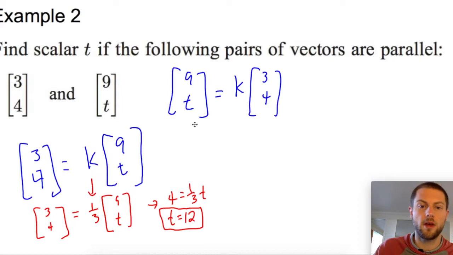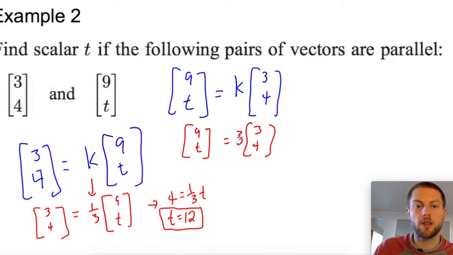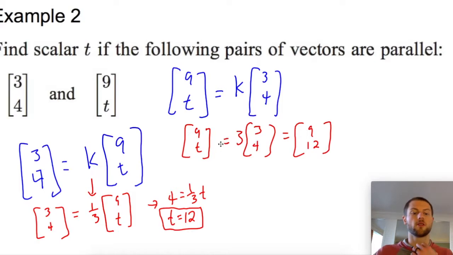So that means then that <9, t> is going to equal 3 times <3, 4>. And really I could just multiply 3 by both of these. So this whole vector is going to equal <9, 12>. And right away I just see that t has to equal 12. So I get to the same answer a different way.